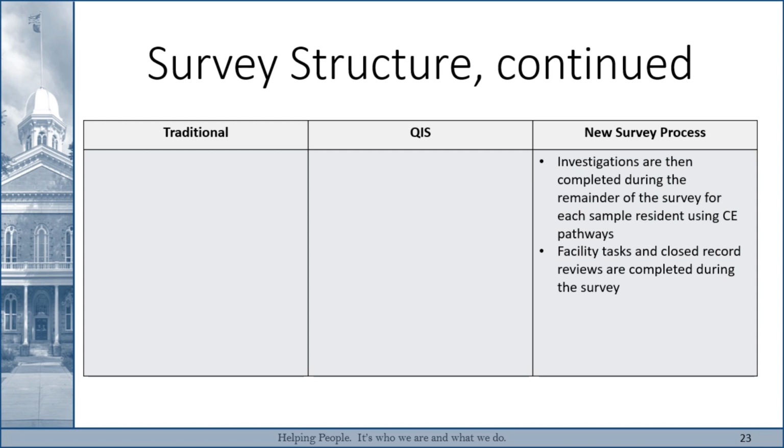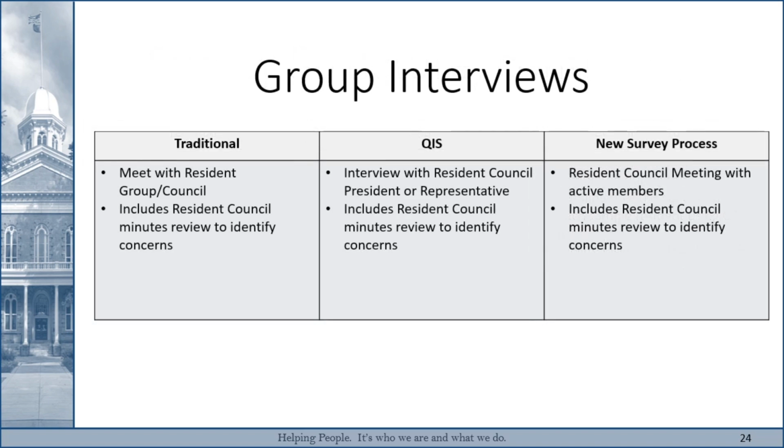Once the sample is selected, the remainder of the survey is spent conducting investigations for residents, facility tasks, and closed records. The new survey process includes a group interview with residents who are active members of the resident council. However, the questions asked during the group are different from both current processes.